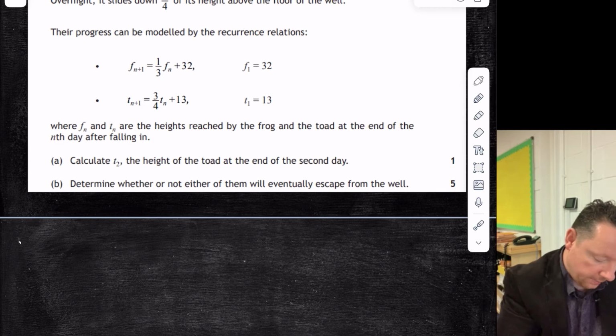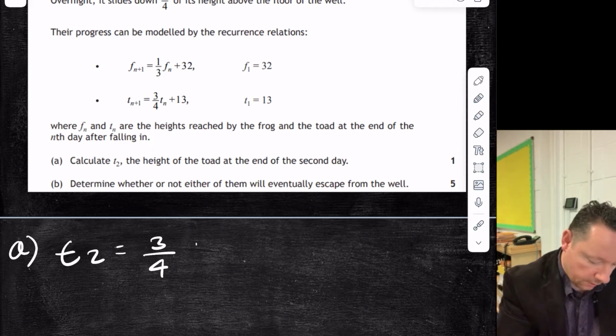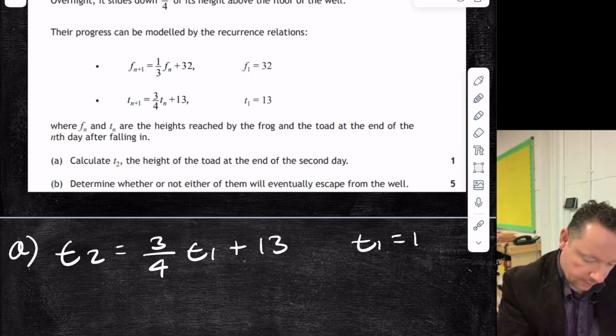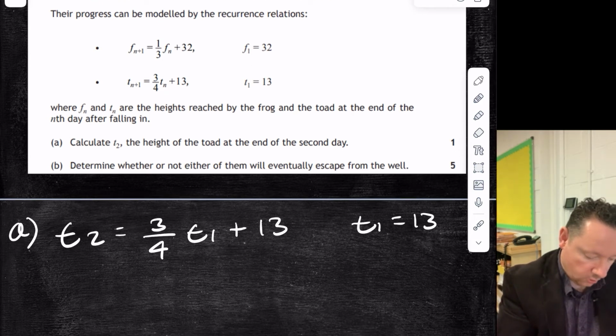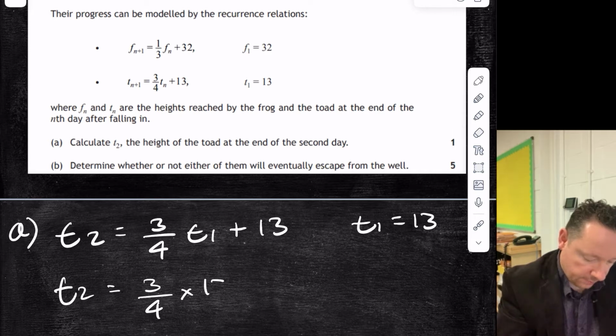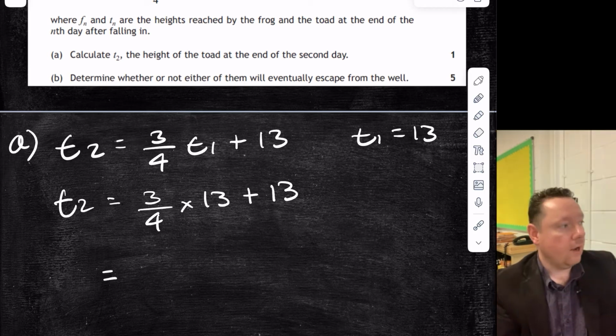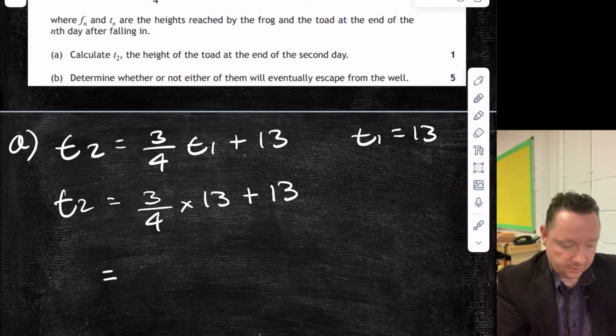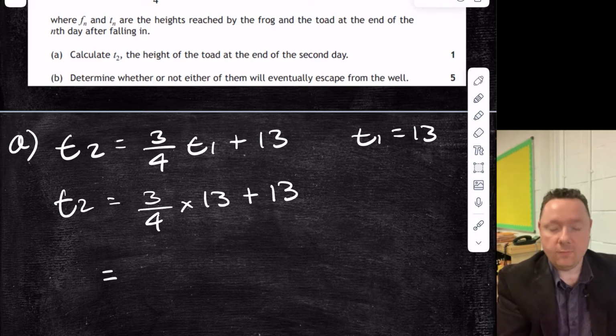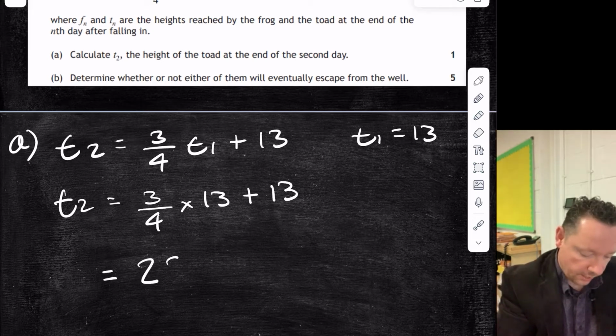So for part A, T2 is going to equal 3/4 of T1 plus 13, but we know that T1 equals 13. So therefore, we can just say that T2 is equal to 3/4 times 13 plus 13. Nice and simple there. Well, this was a calculator question, so we just do 13 times 3 is 39, divide that by 4 and add 13, and we get 22.75.